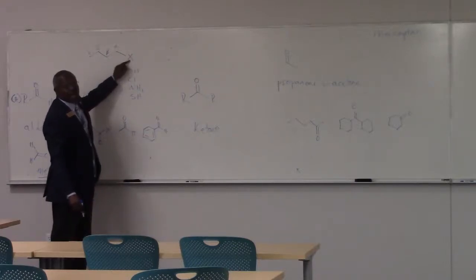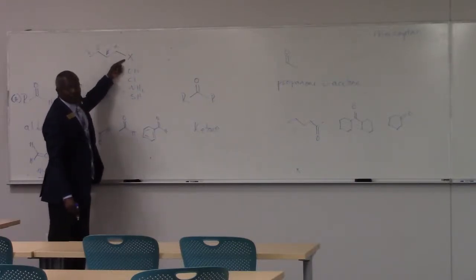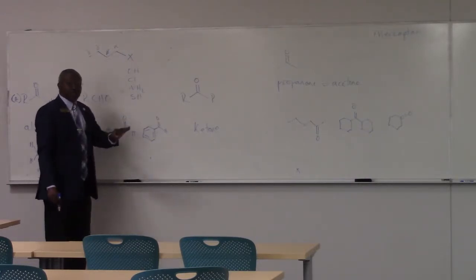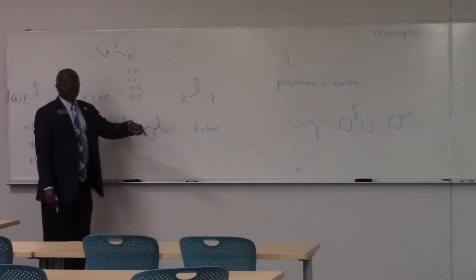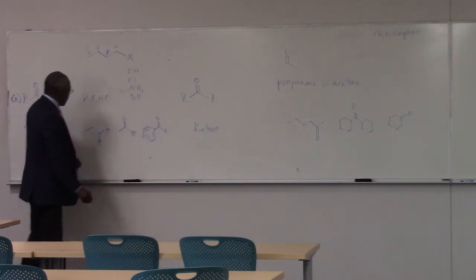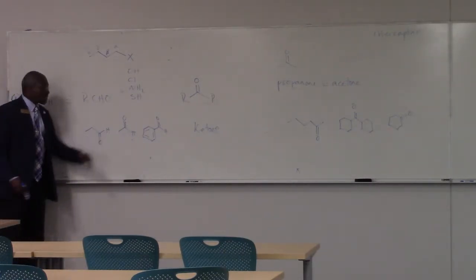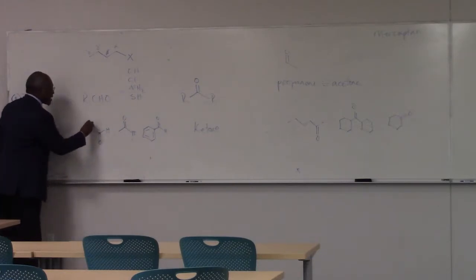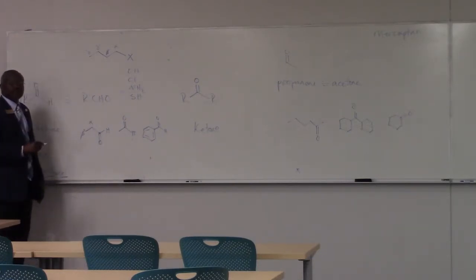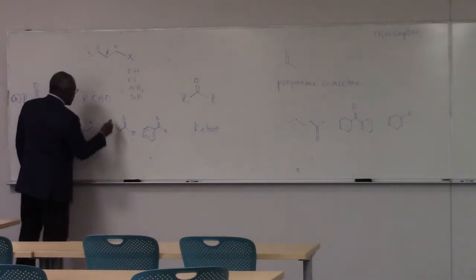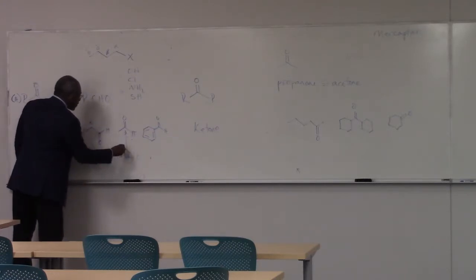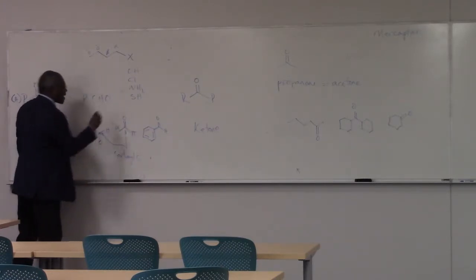The carbon bound to the heteroatom, singly bound to the heteroatom, is called the alpha carbon. Not so when the carbon is multiply bound to a heteroatom. In the case of these aldehydes, this carbon is called the carbonyl carbon, as mentioned earlier. The carbon bound to the carbonyl carbon is alpha, and this is beta. This is the carbonyl carbon, and this is the alpha carbon.